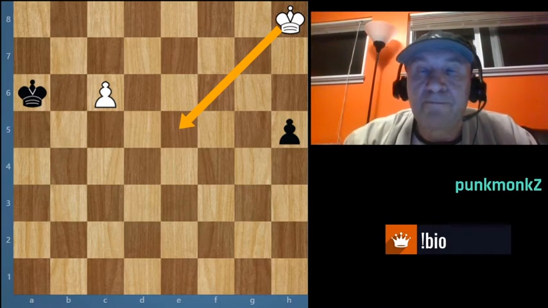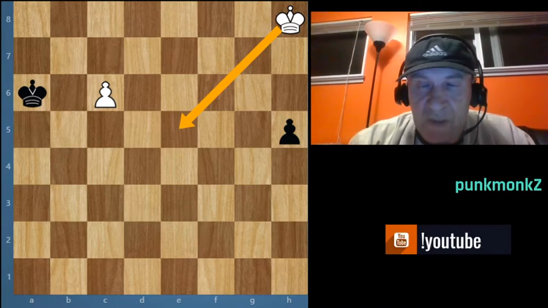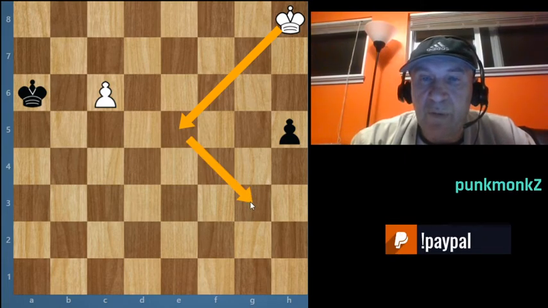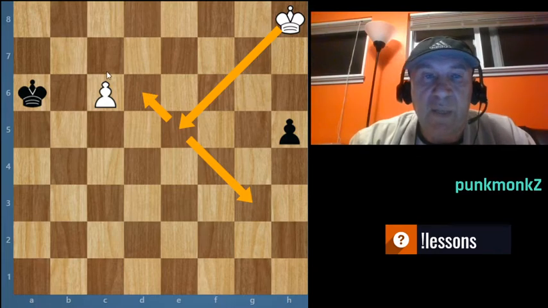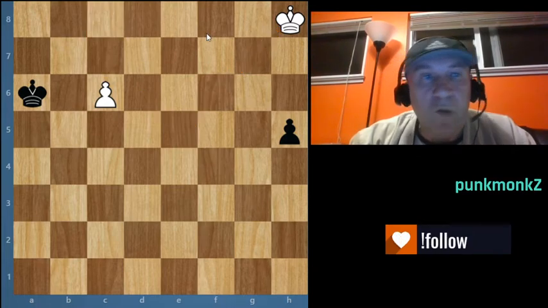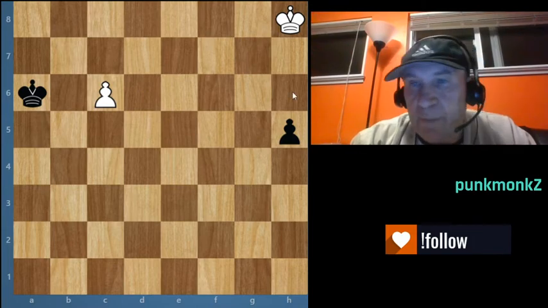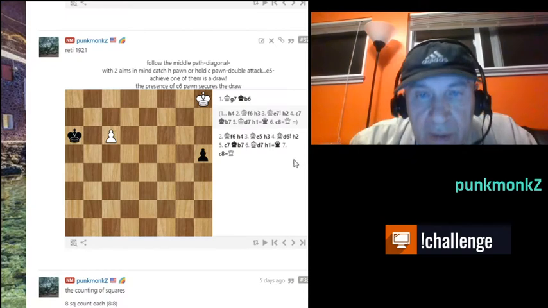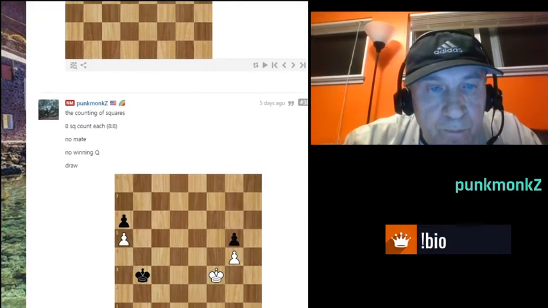Try to give yourself two aims. Either aim number one, eliminate the enemy pawn, or aim number two, support and keep your pawn safe and help it to promote safely, therefore producing a draw. Okay, that's it. That's all I have to say about this one. And let us move on to the next one.